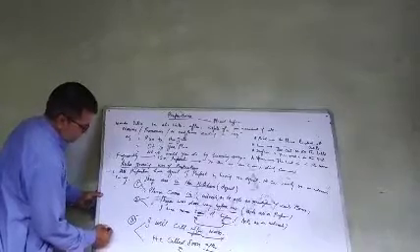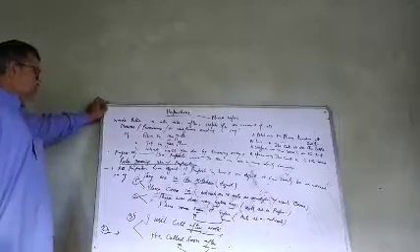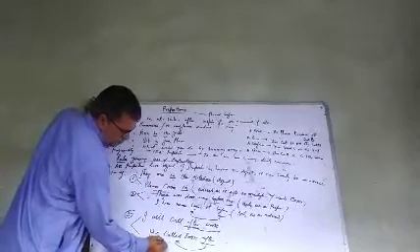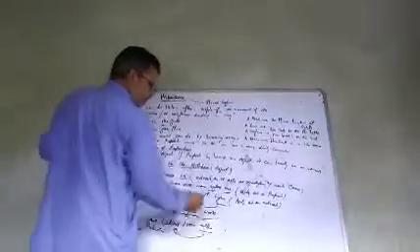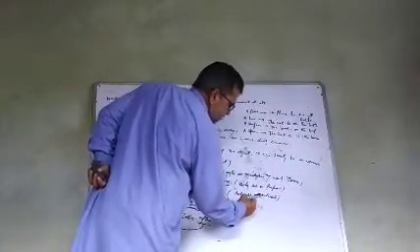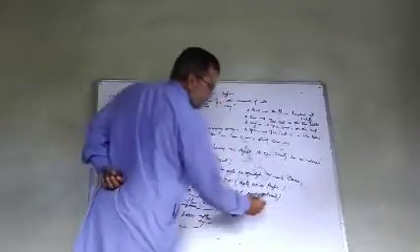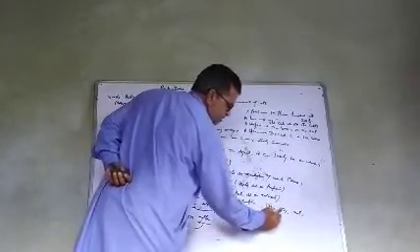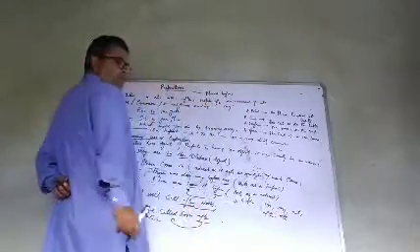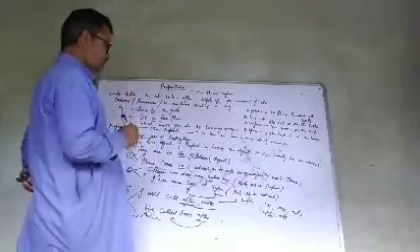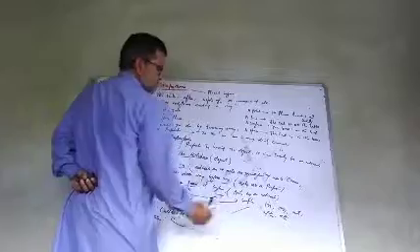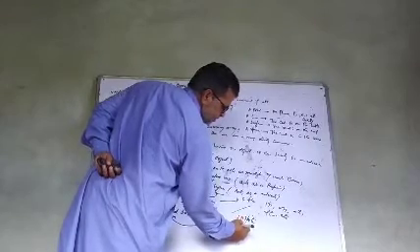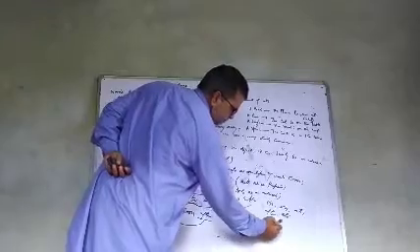Number two. The second rule is that prepositions have no particular form. There are simple prepositions which consist of one word, for example, in, on, at, after, etc. And there are compound prepositions which are made up of two or three words, for example, in spite of, on account of, etc.